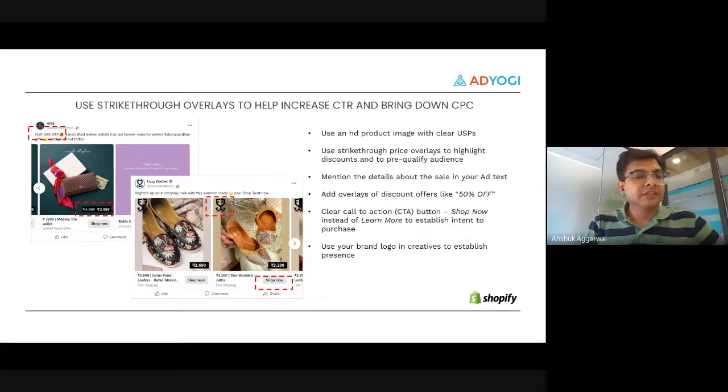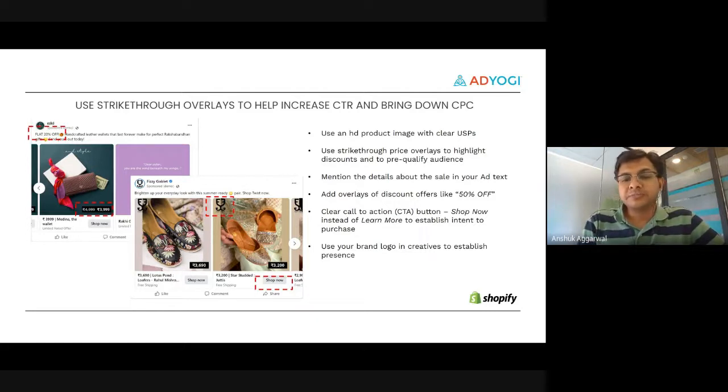But images are not the only thing. There are 3 or 4 other techniques which can be used as well. So number one, you can put up your brand logo on the ads. As you can see on the bottom image, there is a brand logo put up.